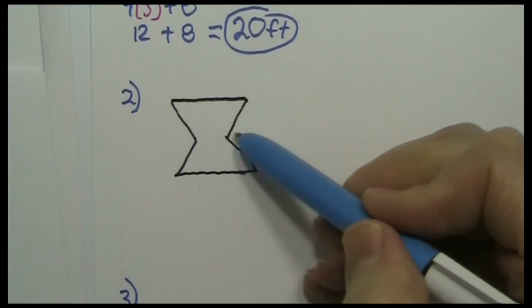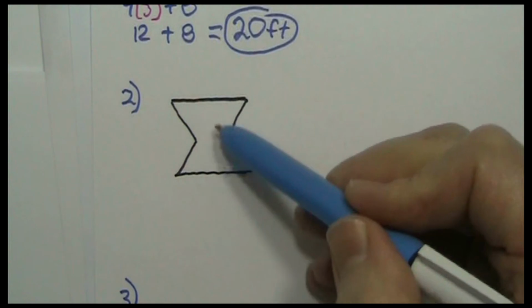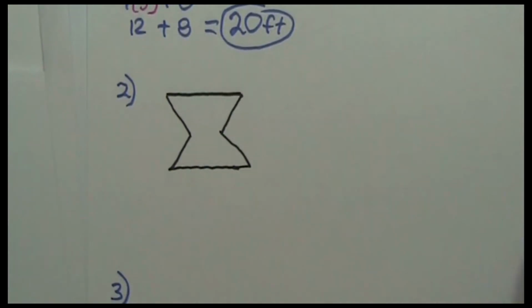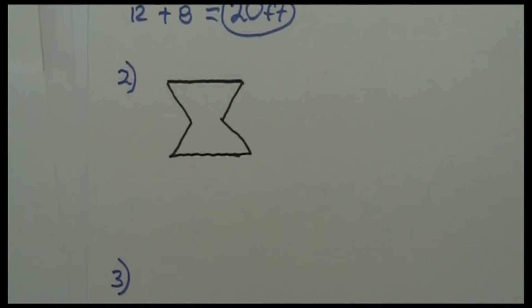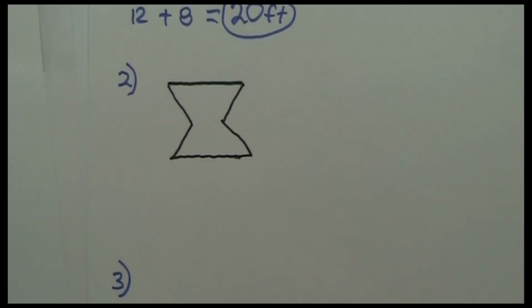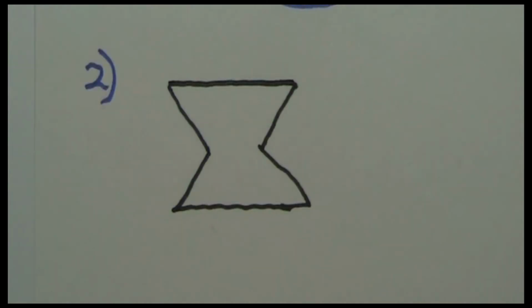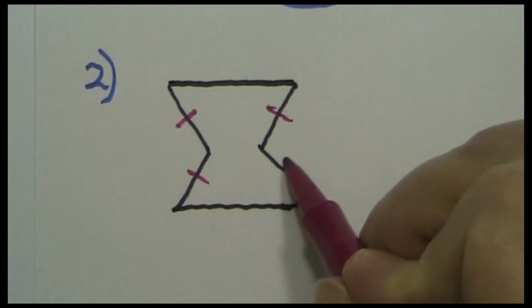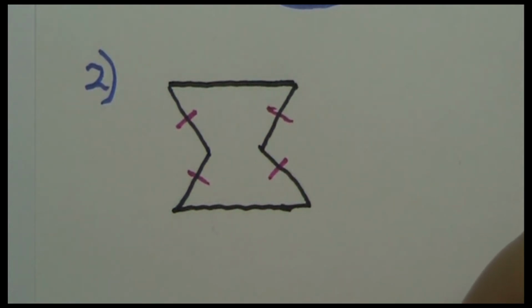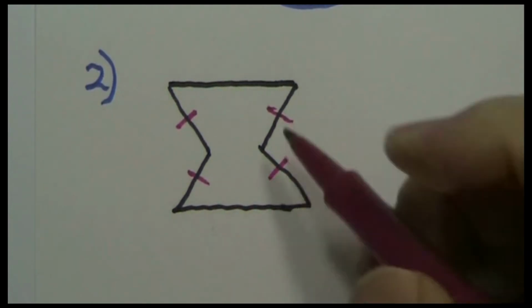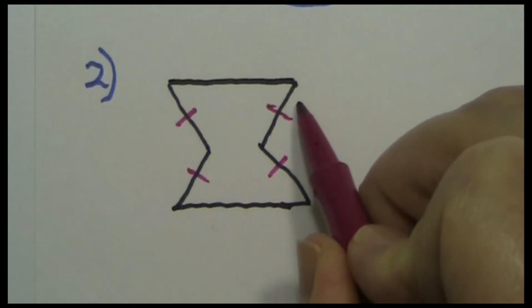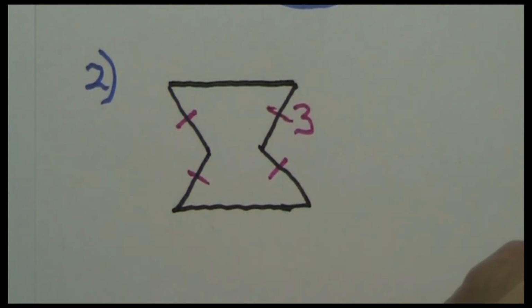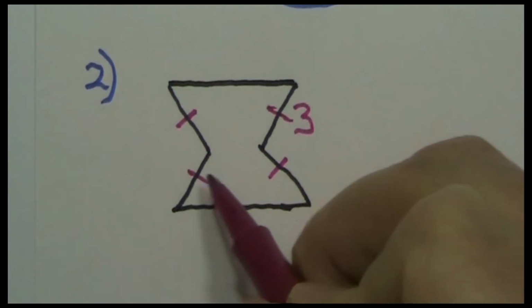If I was to draw a line right there, I'd have 2 trapezoids. Okay, so let's take a look at some of the measurements. All of these measurements here, these sides, they are the same. They are the same, and they are 3. So each one of those side lengths is 3.